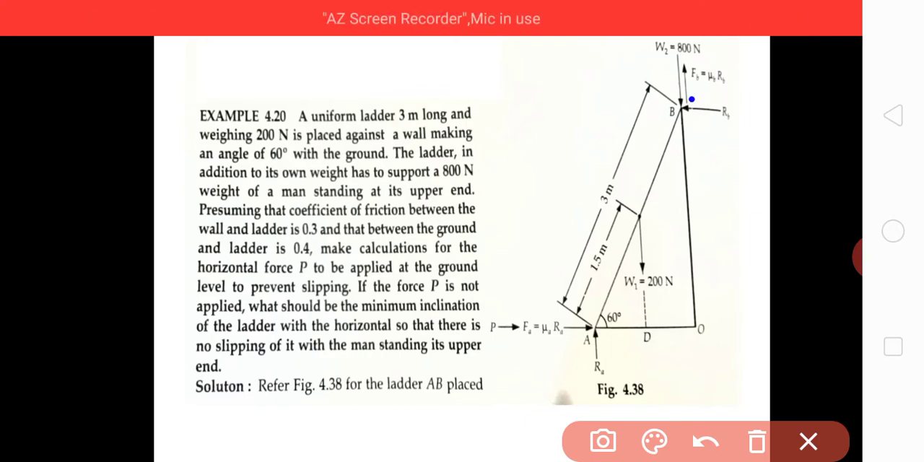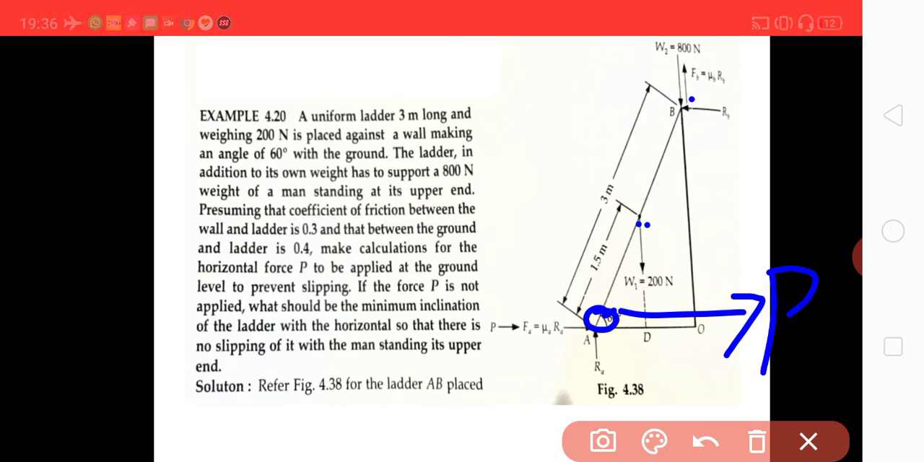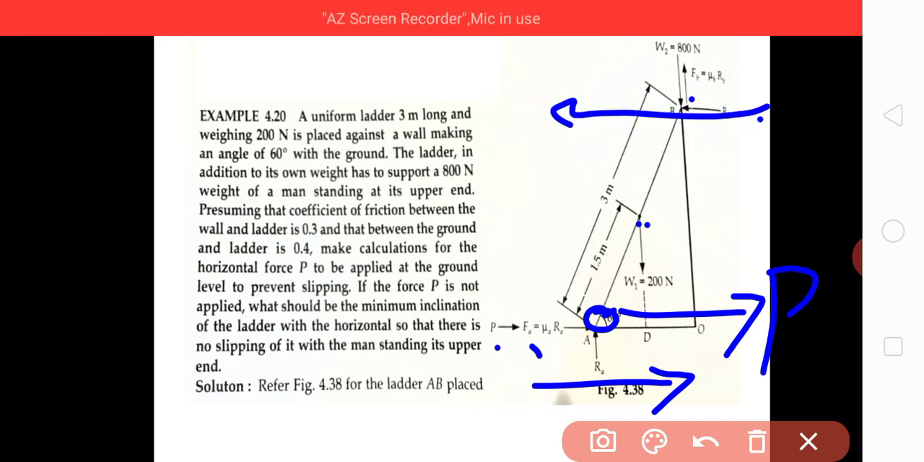Man is standing here, weight is here for the ladder. This angle is 60 degree. Then we have to apply a force here like this to keep it in position. So how many horizontal forces are acting? That is frictional force plus this additional force acting towards right, and the RB is acting towards left. So resolving horizontally will be P plus mu A RA equal to RB.